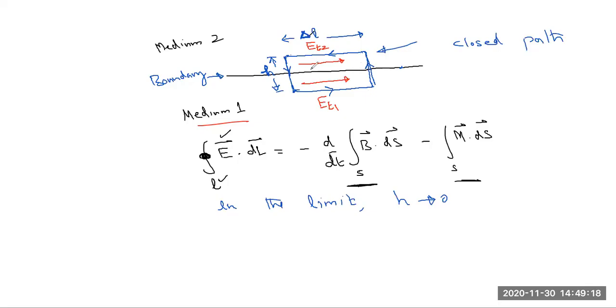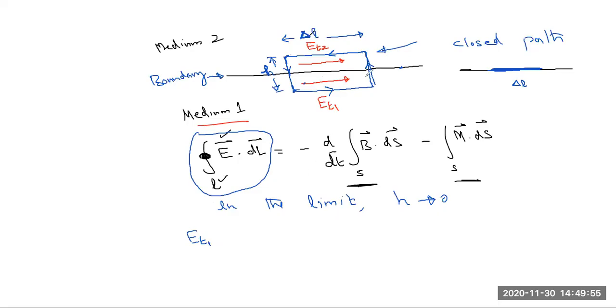So what will happen? Now we will only have, let me draw it again over here. So this is the boundary. And now because of h equal to 0, we only have this line. So we only have delta L. So what will be the answer to this closed integral? So we have ET1.